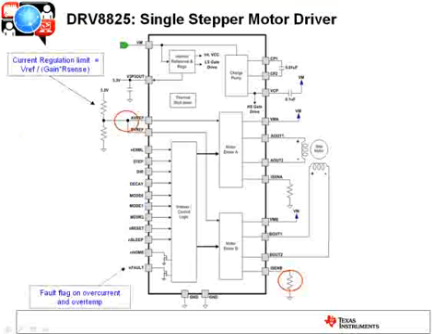In terms of the current regulation, that's programmable, and you can set that with the reference voltage and also the value of the sense resistor. Now this current regulation limit sets the maximum current this device is going to output, and when you microstep, all the current levels are going to be relative to this current limit that you set with this reference voltage and this sense resistor. And finally, it does have the fault flag and overcurrent protection notification. So in the event of a fault, it's going to notify an upstream system controller.